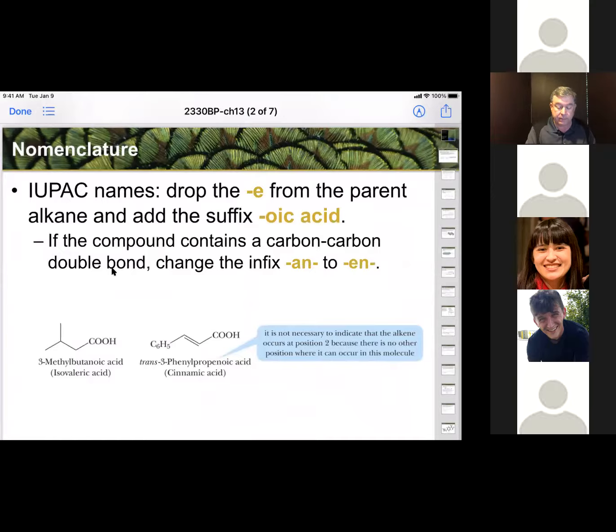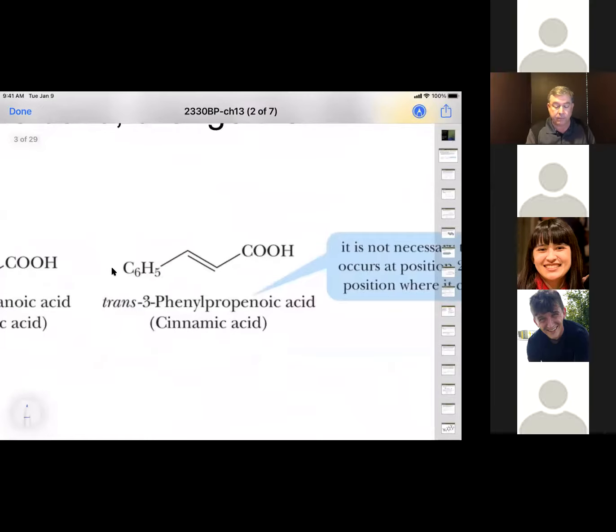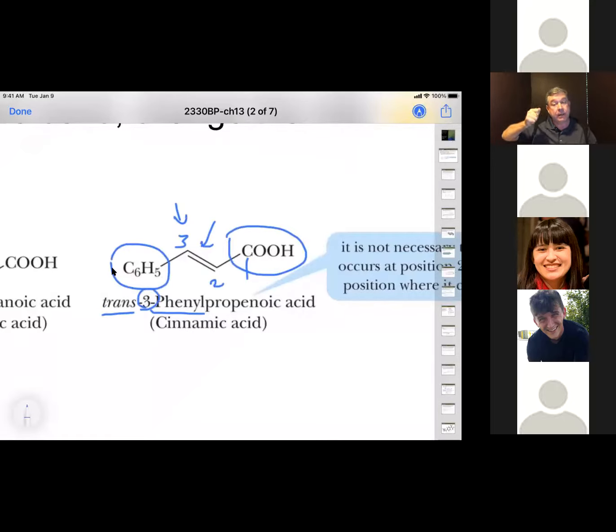So in the case of this compound here, where we have a phenyl group, C6H5 at the end, we have our carboxylic acid, and we count 1, 2, 3 carbons. So that'd be propane with just 3 carbons, but we have the alkene. So it's propene oic acid, propenoic acid. Okay, and then we have the phenyl group on the number 3 carbon. So we have 3-phenylpropenoic acid, and it's in the trans configuration. So we have our full name here. So don't forget that infix, that's very important.